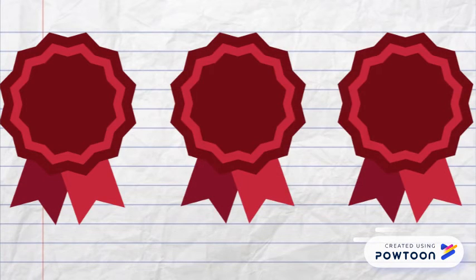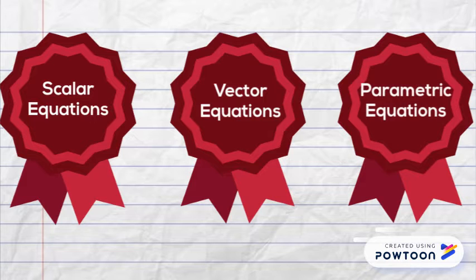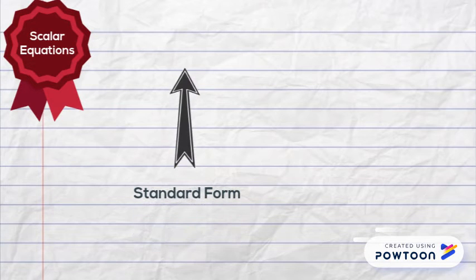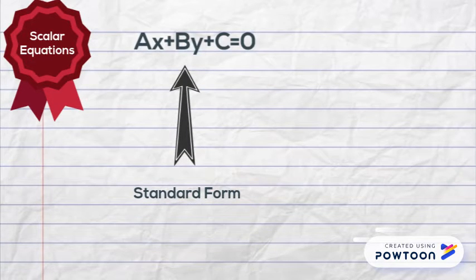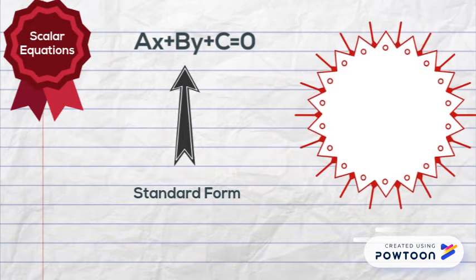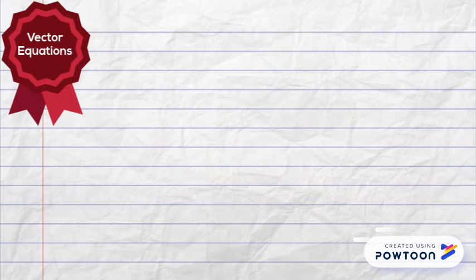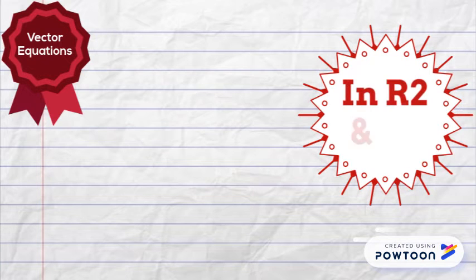There are 3 forms of equations of lines in R2 and R3, which are scalar equations, vector equations, and parametric equations. Scalar equation is also known as standard form, which is ax plus by plus c equals 0, but this only exists for lines in R2. Another equation is the vector equation. Vector equations exist in both R2 and R3.